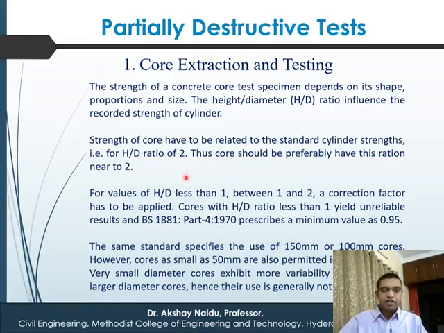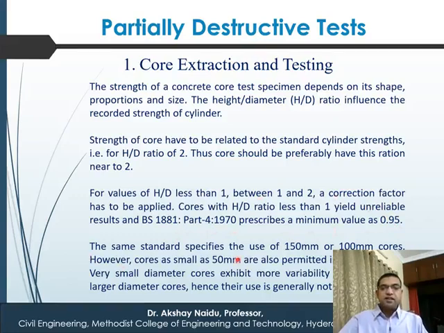So the core extracted should have nearly the same height to diameter ratio, which may not be possible in each and every case. For values of height to diameter less than 2, between 1 and 2, a correction factor has to be applied. Cores with height to diameter ratio less than 1 yield unreliable results. And British Standard 1881 Part 4 1970 prescribes a minimum value of height to diameter ratio as 0.95.